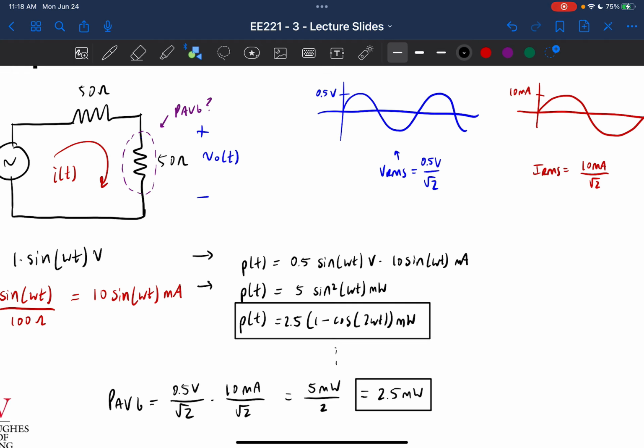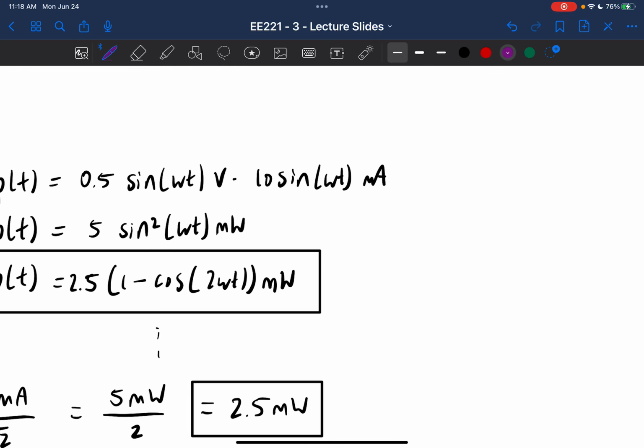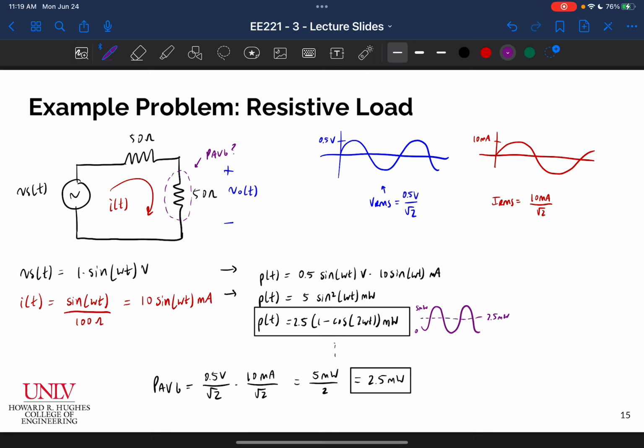And that makes sense because, again, this power signal, when the cosine is at -1, then this entire inside term here is going to go to 2, so it peaks at 5. And when the cosine is 1, then this whole term goes to 0, and it's 0. So this power signal is basically swinging between 0 up to 5 milliwatts around an average value, and that average value that we just calculated is 2.5 milliwatts, and that's the power dissipated by this 50 ohm resistor.